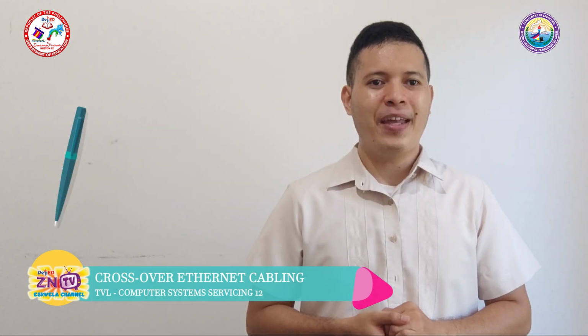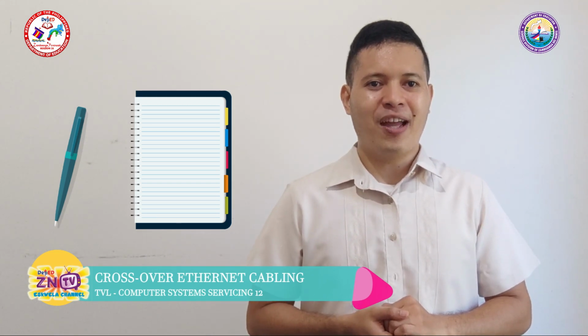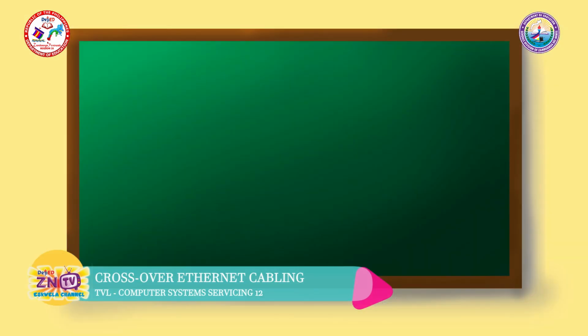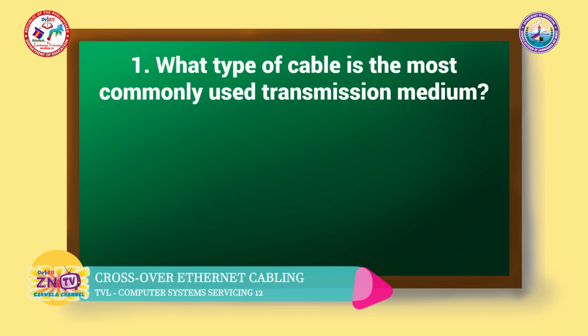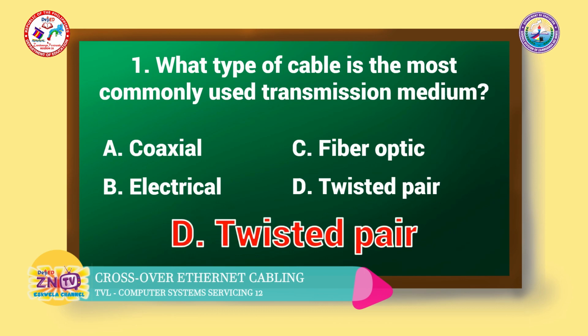Now, get your pen and paper or notebook and answer this activity. Write your answer in your notebook. Number 1. What type of cable is the most commonly used transmission medium? A. Coaxial. B. Electrical. C. Fiber optic. D. Twisted pair. Correct! It is D. Twisted pair.